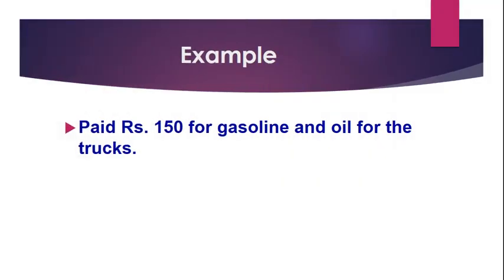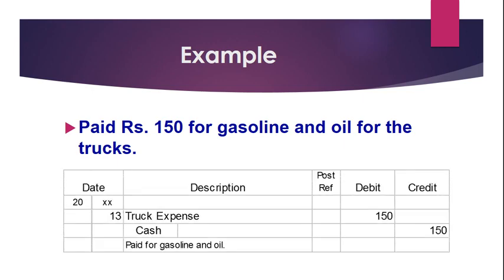The next transaction is paid rupees 150 for oil of the truck. Now think about the journal entry of this transaction. The journal entry will be expense account to cash account.